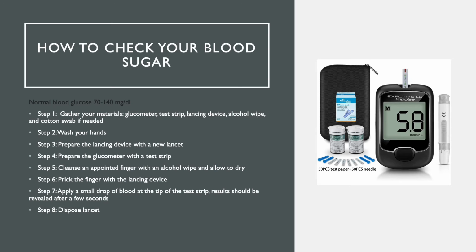Step 3 is prepare the lancing device with a new lancet. Depending on how your blood flow is to your fingers, you might have to go a little deeper with a needle, so the lancet device is adjustable. Then prepare the glucometer with a test strip. Cleanse the chosen finger, whichever you prefer, with an alcohol wipe and allow it to dry. Then prick the finger with the lancing device. Apply a small drop of blood to the tip of the test strip, and results will usually show in a few seconds. Then dispose of the lancet.